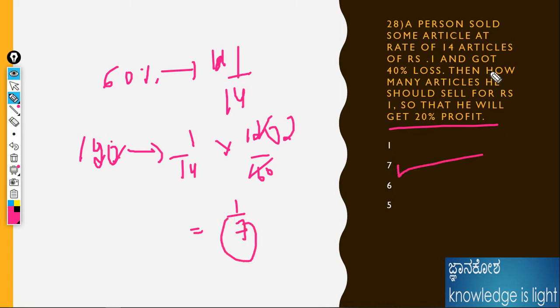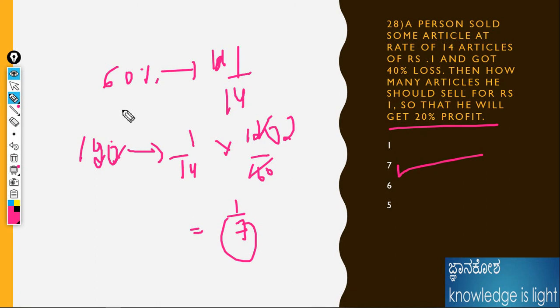Understand? The person sold 14 articles for rupees 1 and he got a loss of 40%. Then how many articles should he sell for rupees 1 to get 20% profit? We don't know exactly how it is. Like the basic method, we can solve these kinds of problems easily, within a second.